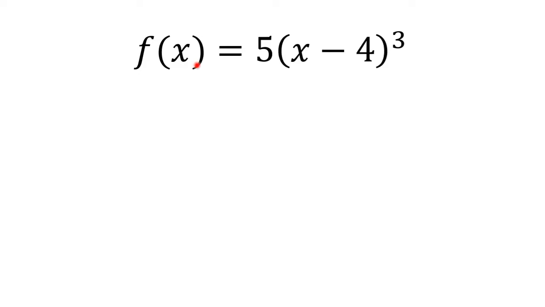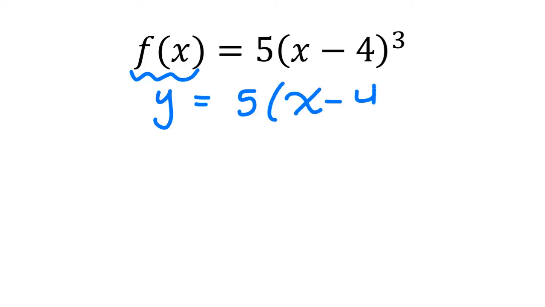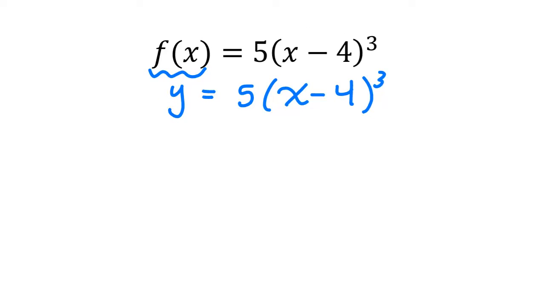Okay, so our step 1 is the same. I have to change this f of x to y. My f of x changes to y. Everything else stays the same. Okay, and then step 2 is to do what? Flip the y and the x. So y now becomes x, and the x now becomes a y, and everything else stays the same.